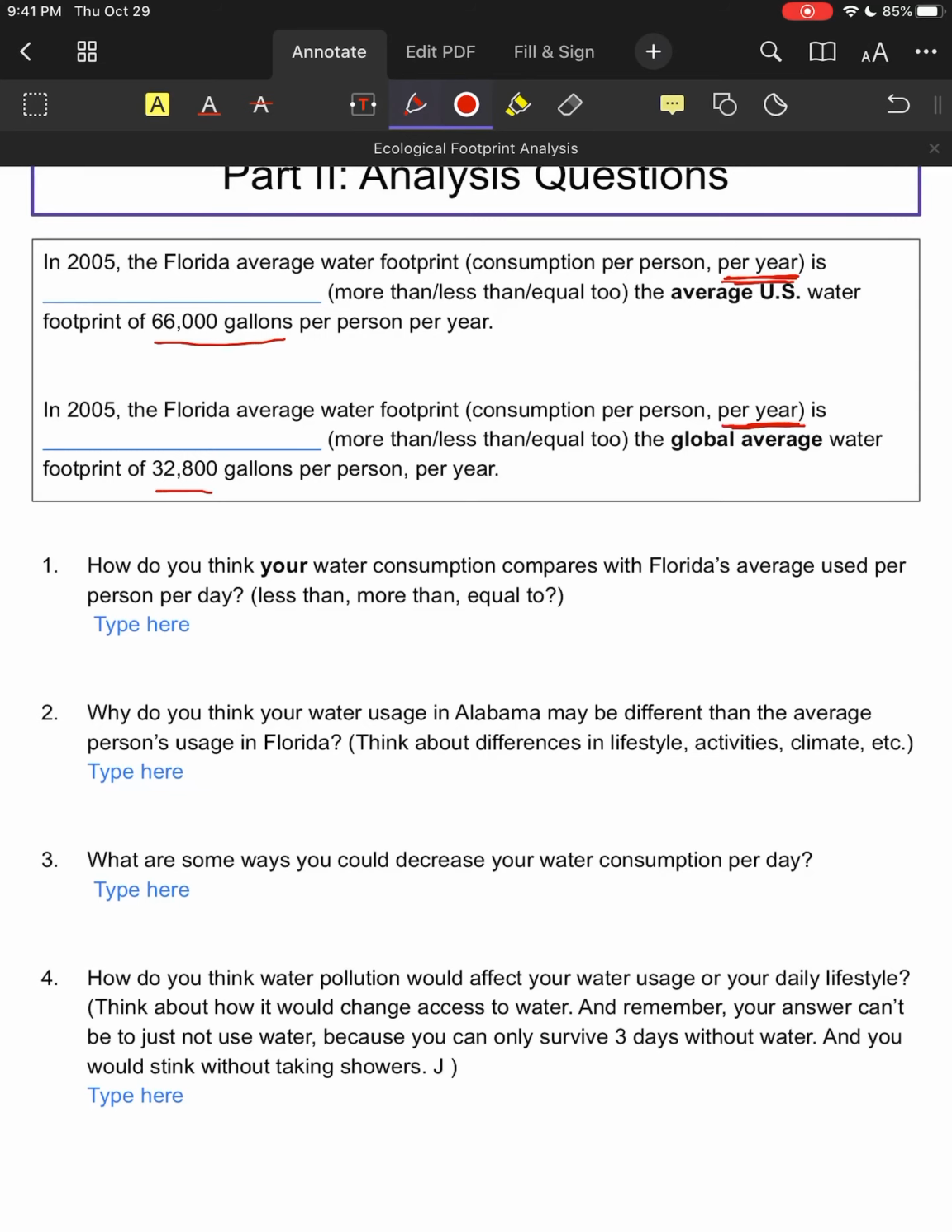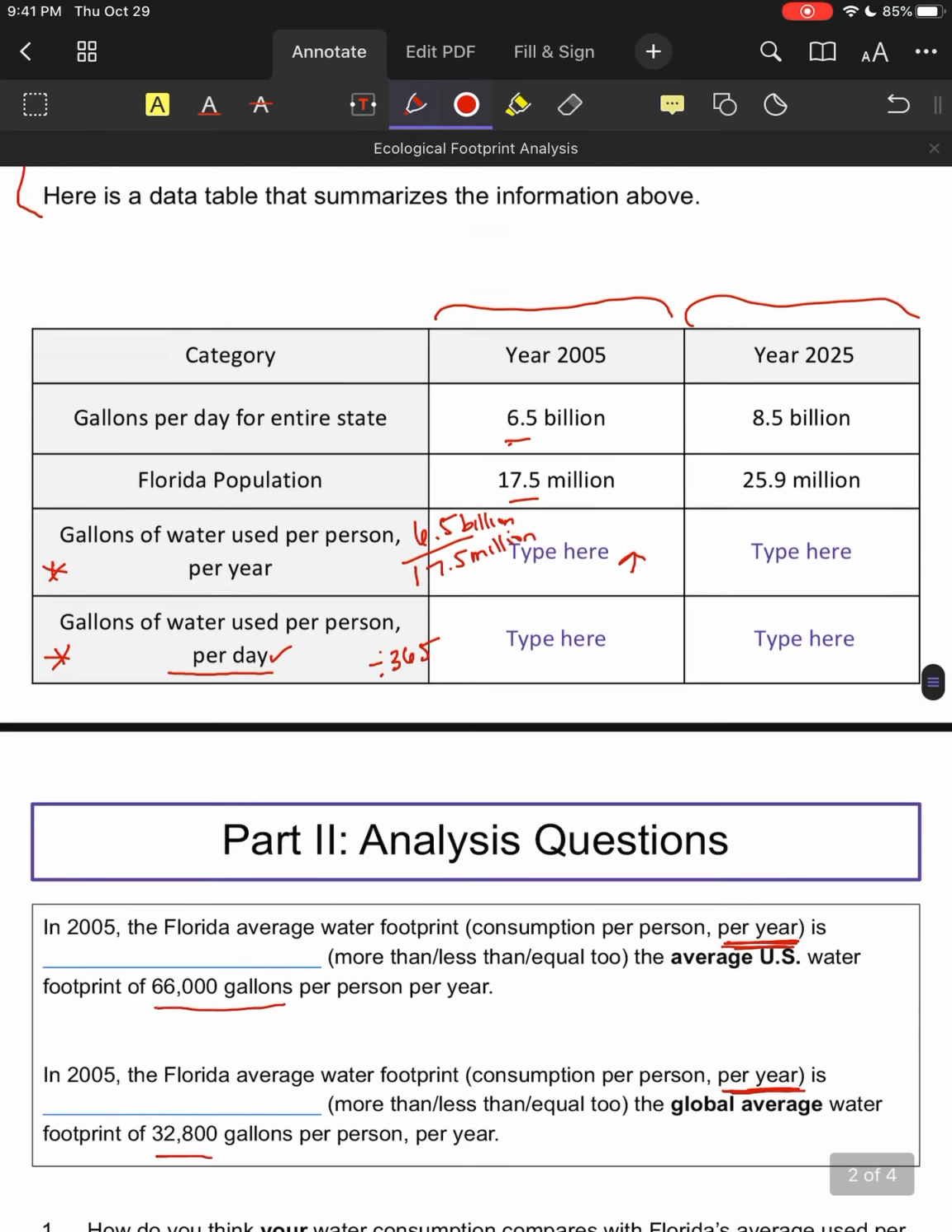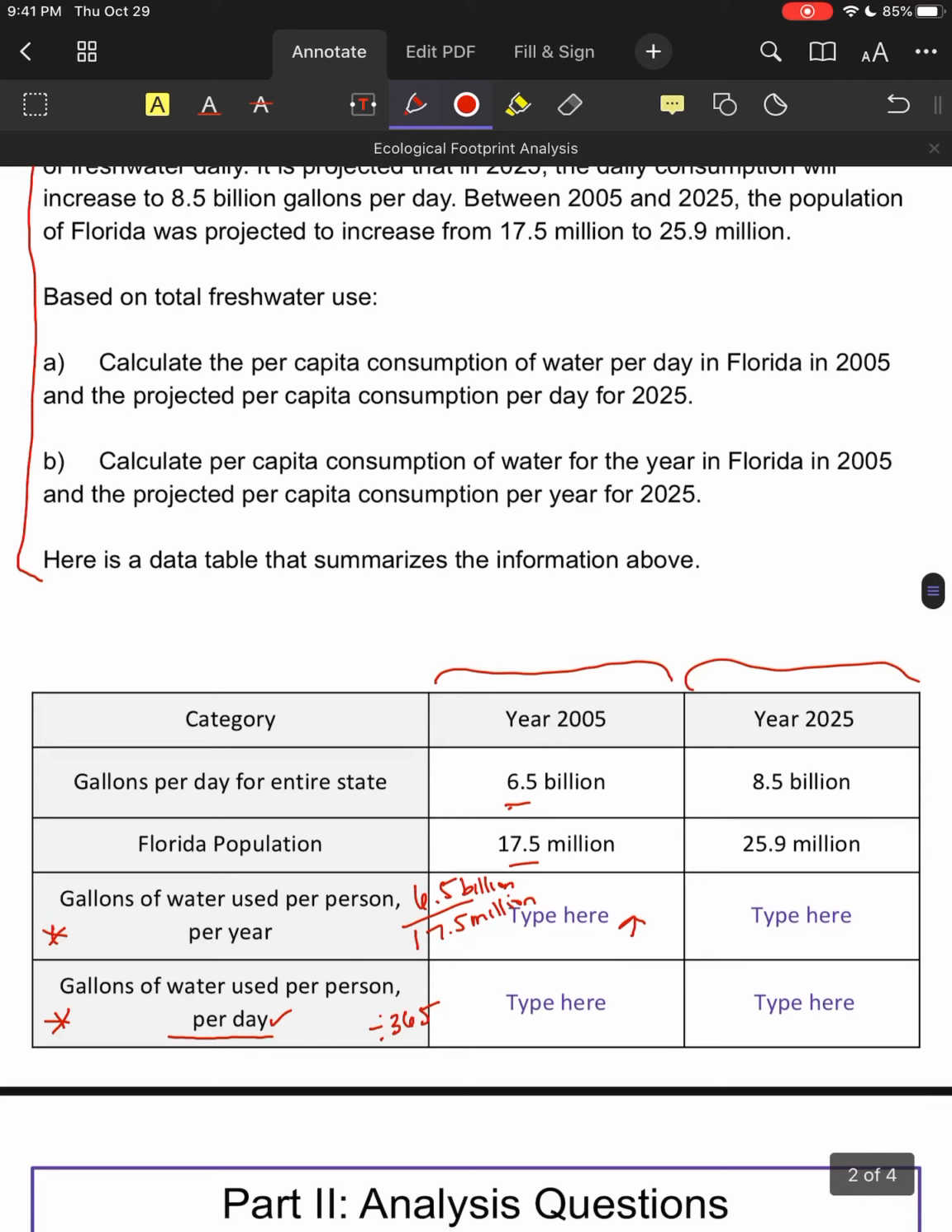Okay, so hopefully that walked you through this. It shouldn't take you too long. Like I said, I just wanted to make sure you understood how to do your data analysis for this bottom section of the chart. Okay, and then let me know if you have any questions.